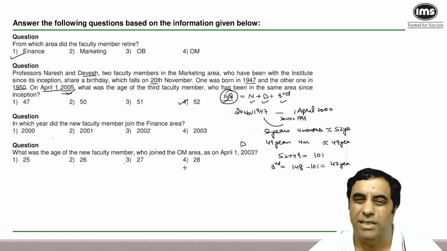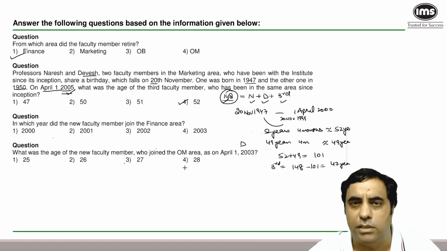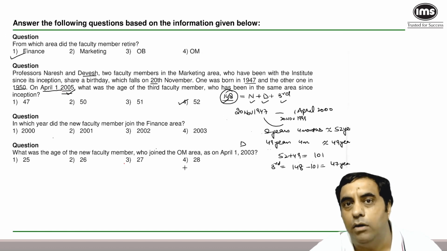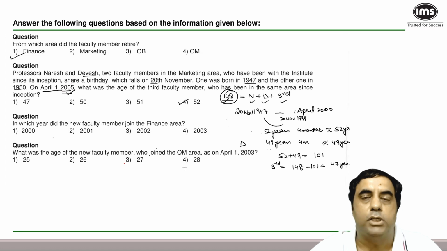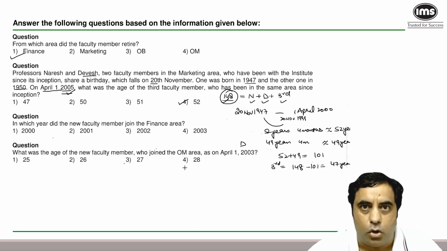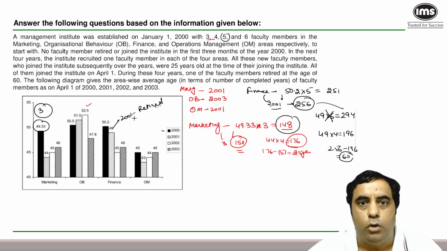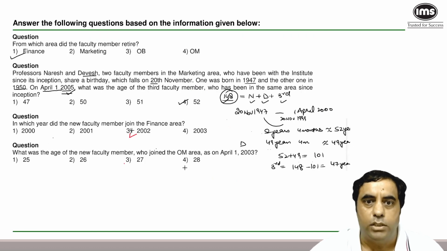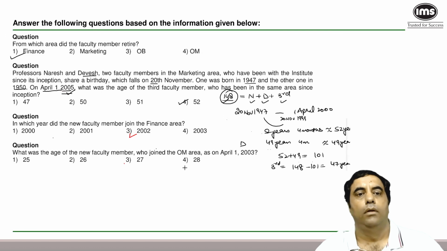Now look at the next question. This is a small calculation based on this question, but if you are able to fill the data completely and diagnose it, it is doable. Let's look at the third question. It says, in which year did the new faculty member join the finance area? We just talked about that. In the year 2001, a person retired, while in the next year 2002, a person joined. Therefore, it is going to be 2002.